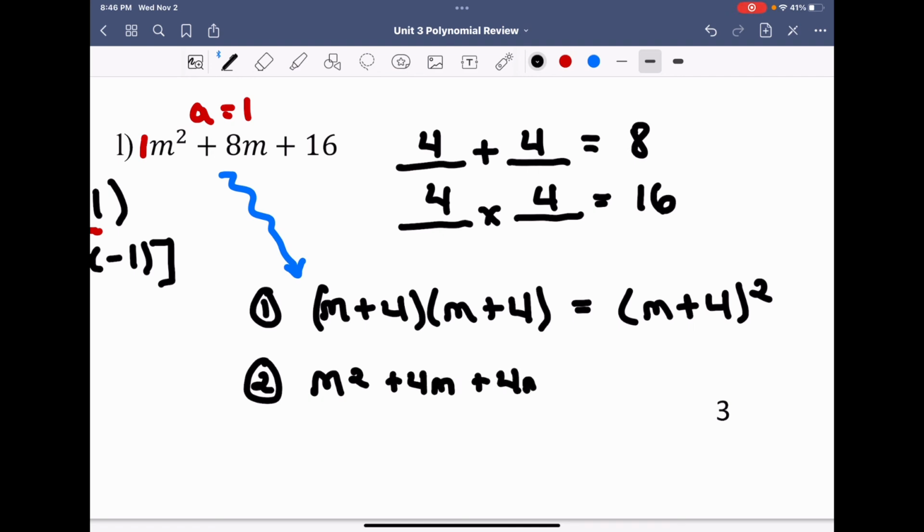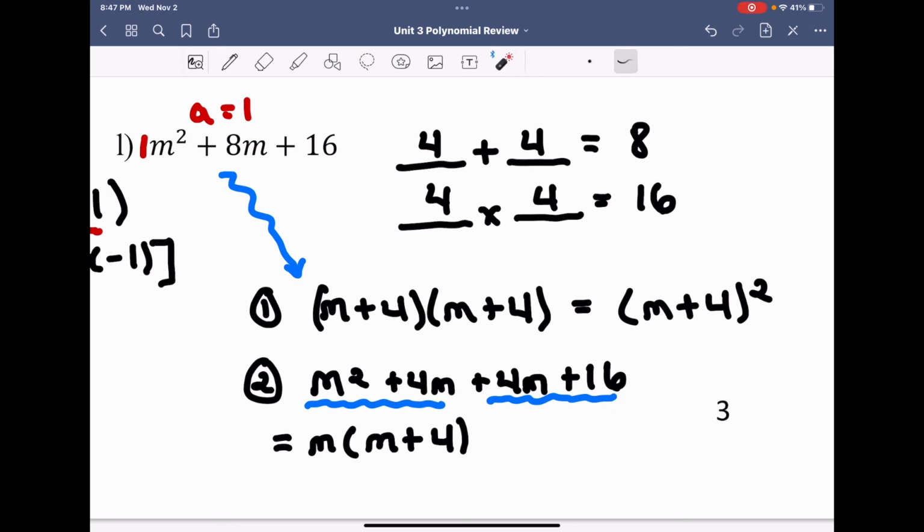m squared plus 4m plus 4m plus 16. I can factor this by grouping. Take the first two, take the last two. The common term in the first one is m, leaving me with m plus 4. If I take a common term off my second grouping, they both share a factor of 4. This is plus 4, leaving me with m. 16 divided by 4 is plus 4. And now my common binomial is m plus 4.